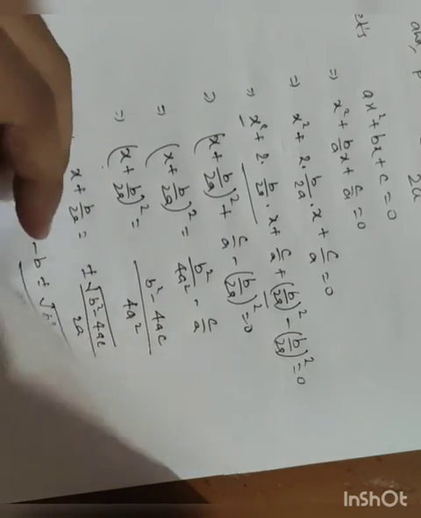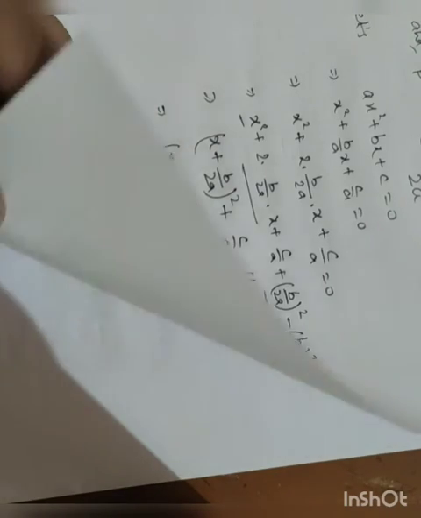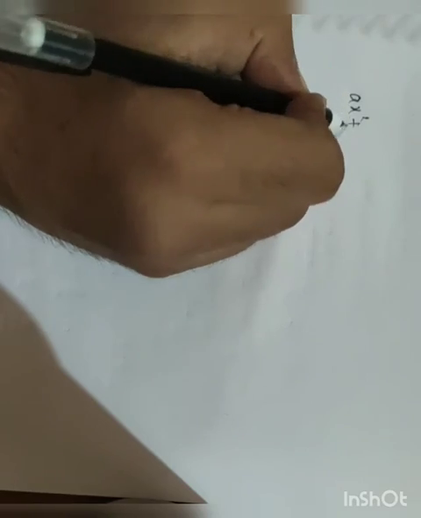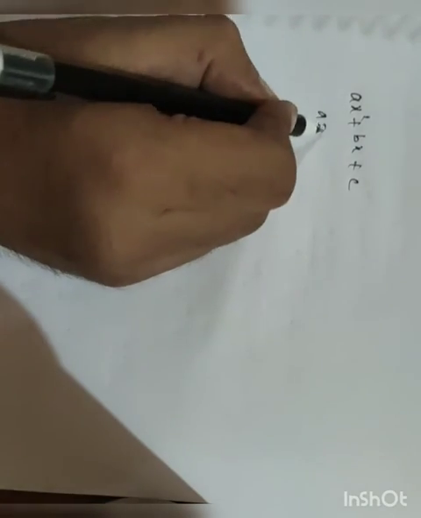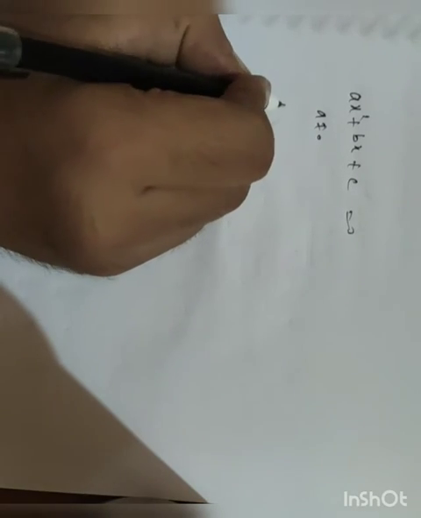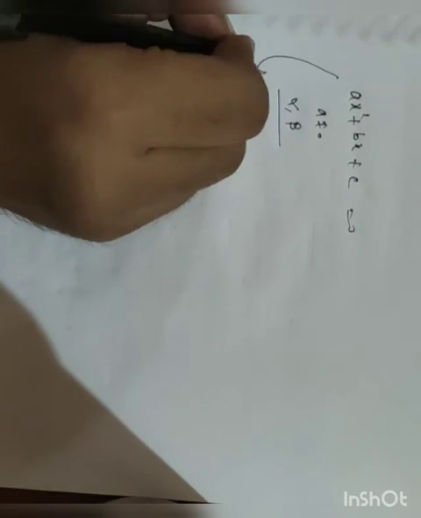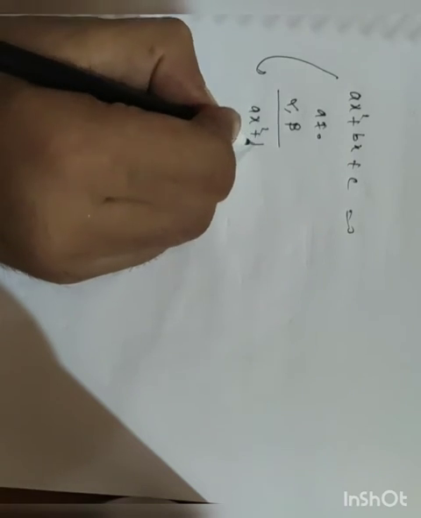So let's talk about the sum and product of roots property of quadratic equations. As we know, any quadratic equation can be represented as ax² + bx + c = 0, where a is not equal to 0. Now, as we know there exist two roots of the equation, alpha and beta, so we can also write it as ax² + bx + c.